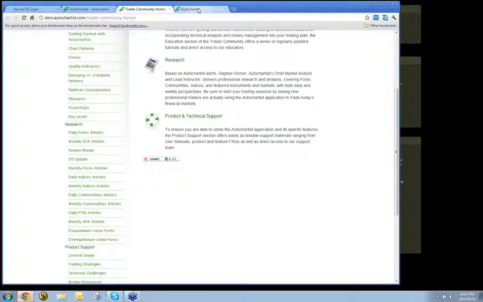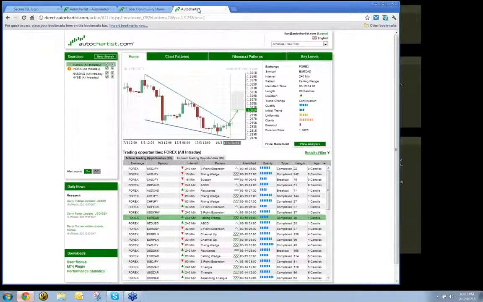But let's get into the meaty stuff. So this is the Autochartist platform. I've already logged in. As I said before, go into autochartist.com, click on your broker's logo, and follow the instructions to get in there. This is a demo platform that I have, and I'm going to show you how I use Autochartist.